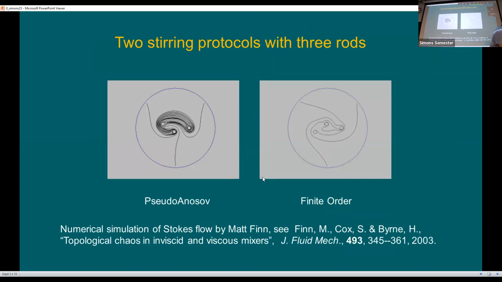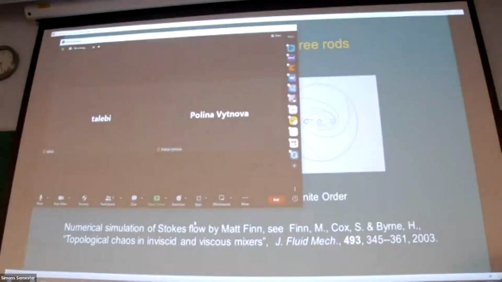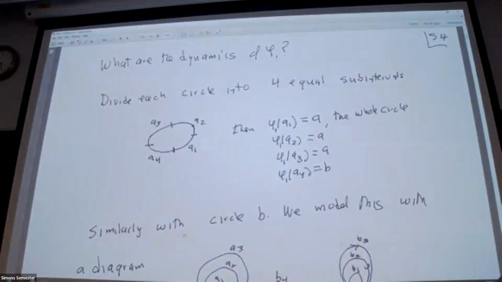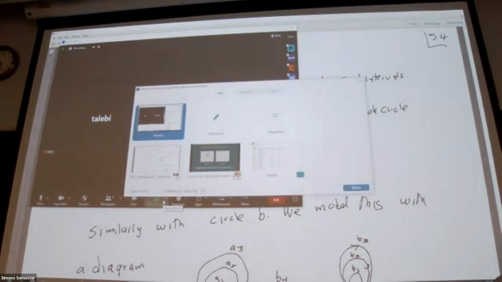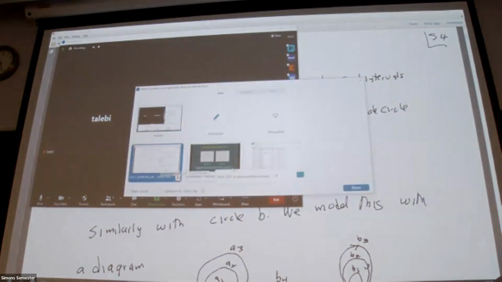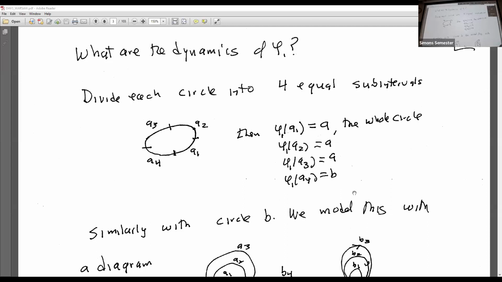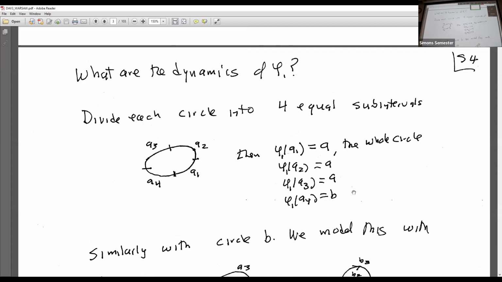concise and clear way. So I need to stop the share and go to the other one. Okay, now how do I tell it to share? Here? Okay. Sorry.